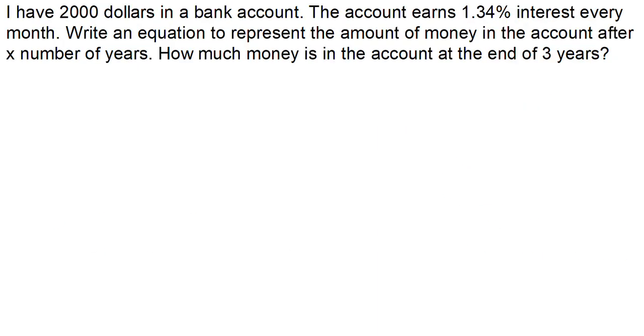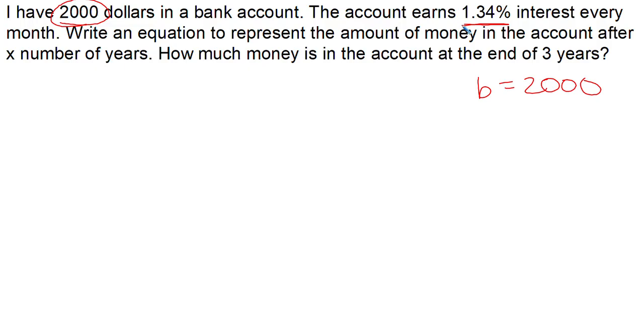We're going to do another example that's going to be almost exactly the same. In fact, I even happen to start with $2,000 again. So if we read this, we have $2,000 in a bank account. That means our B value will be 2,000. We're earning 1.34% interest. Okay.